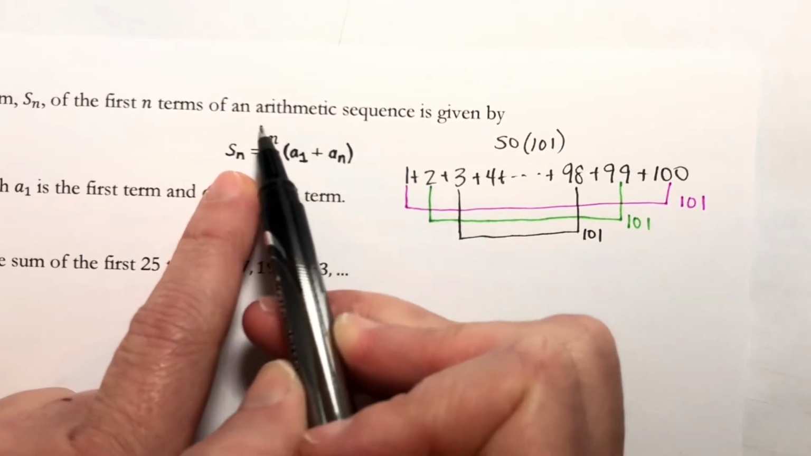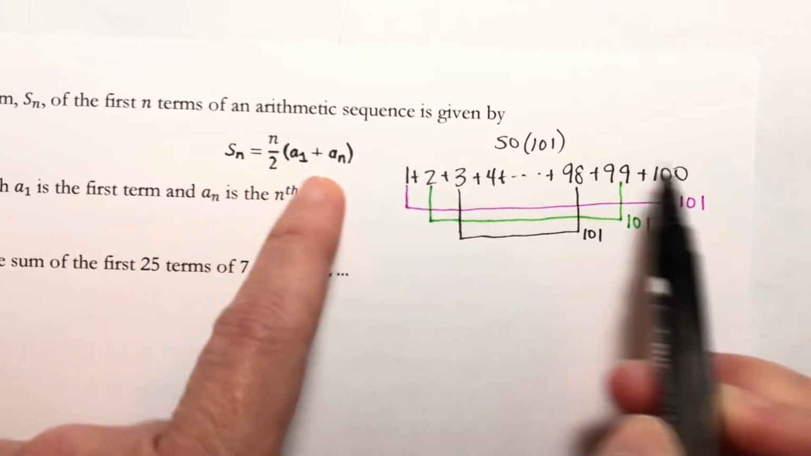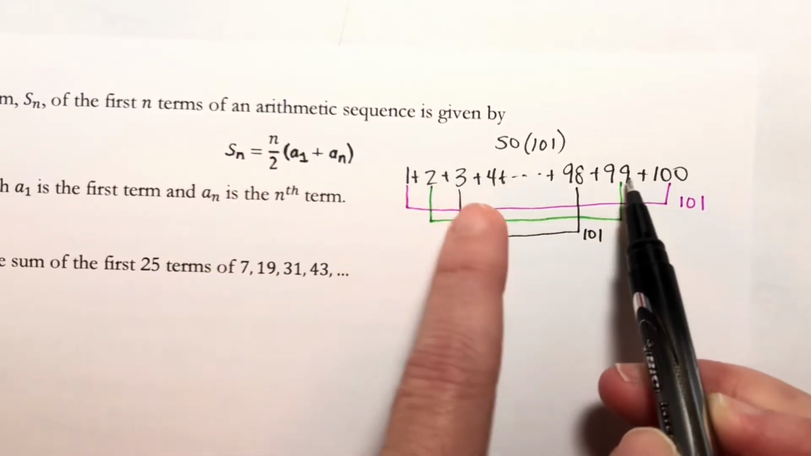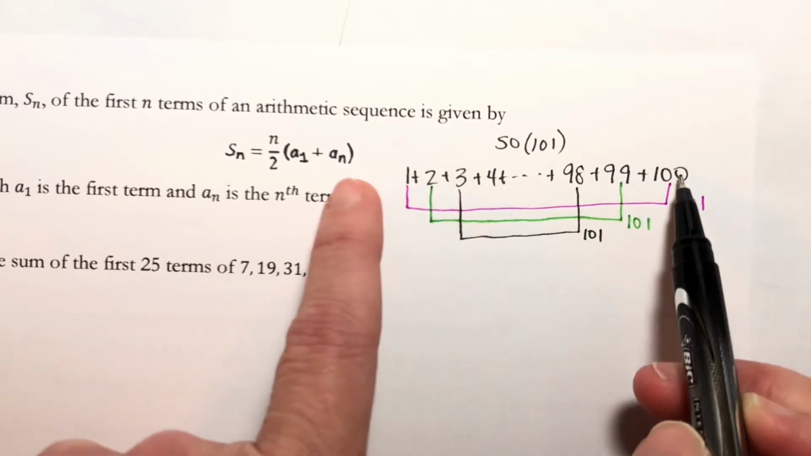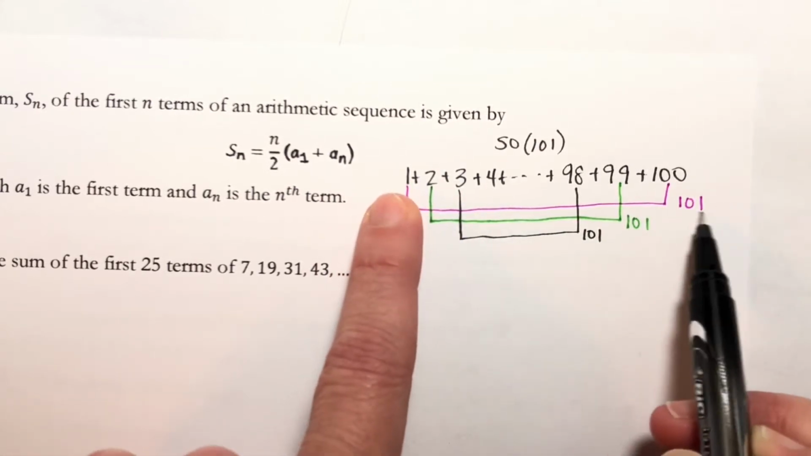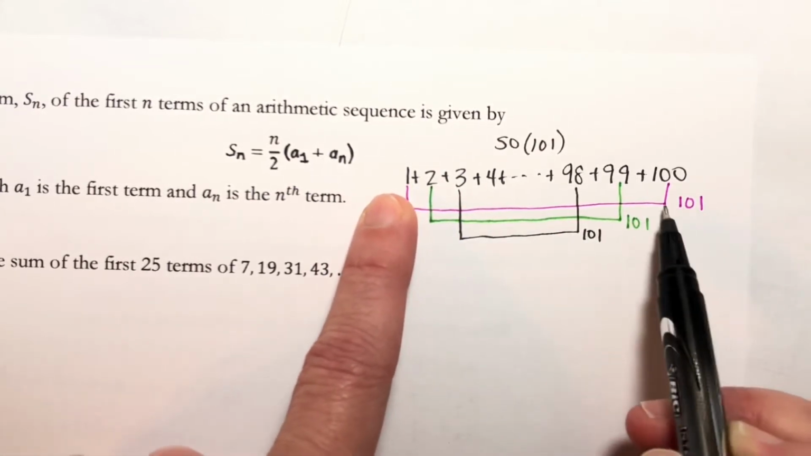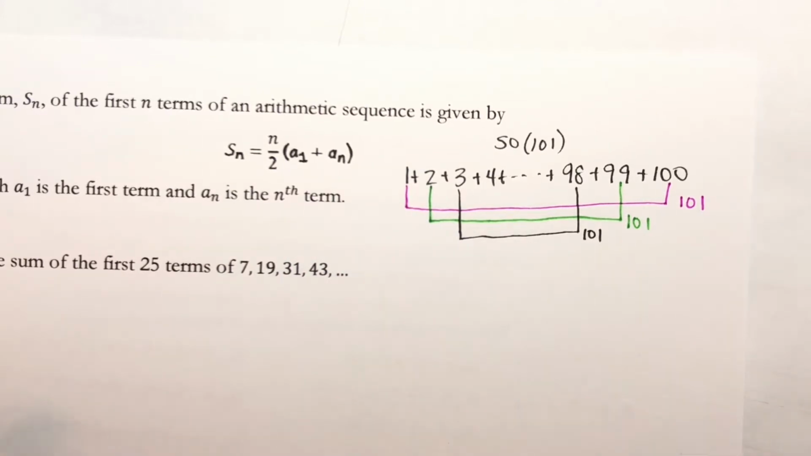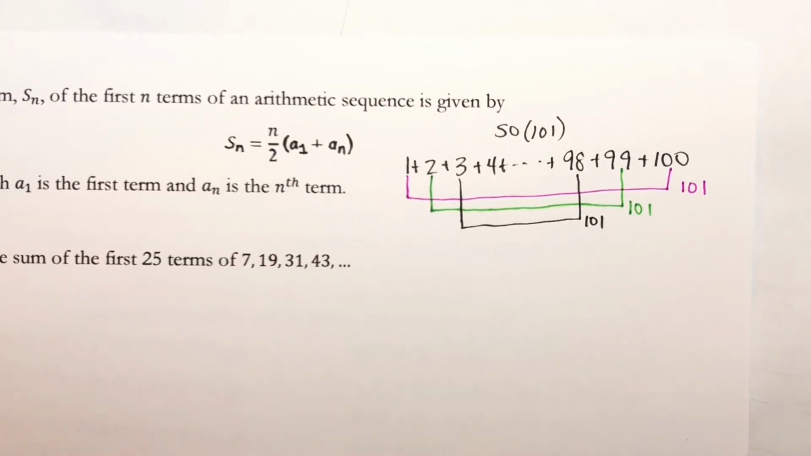This finds how many pairs you have, and then here you're adding up these two. So I'm adding 1 plus 100, which gives me the value every pair adds up to. So that's where this formula is coming from.